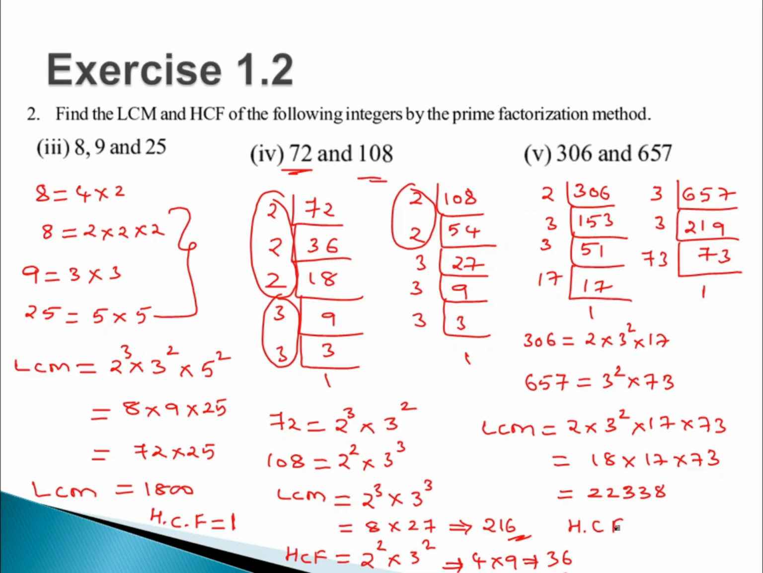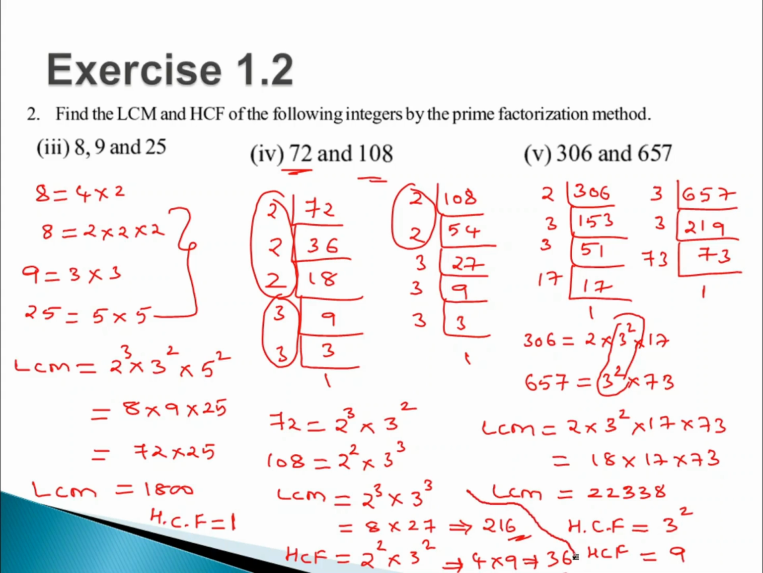So let me find the HCF of these numbers. So this is your LCM. So let me find the highest common factor. That is 3 square. I'm having 3 square, okay, it is repeated, right? So the highest common factor is 9 for this sum.